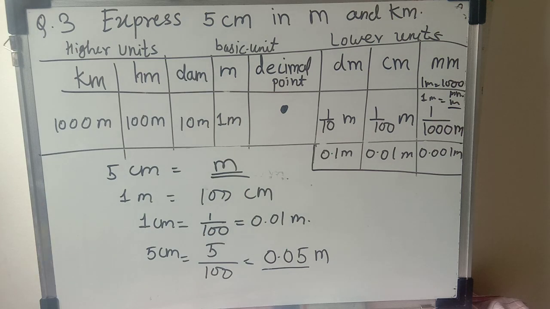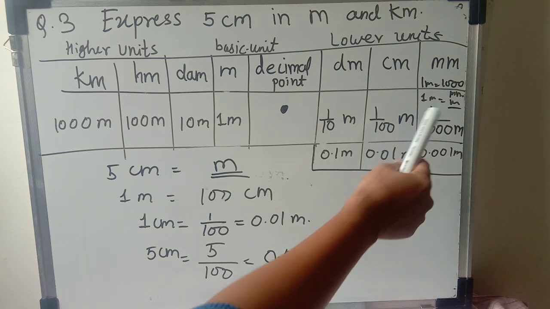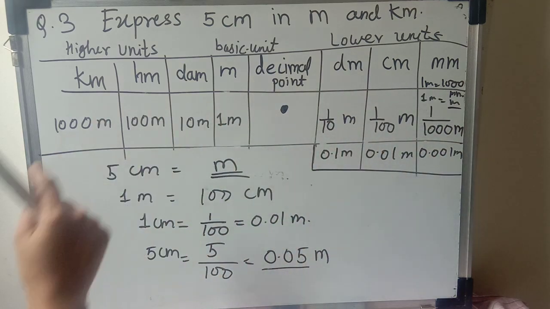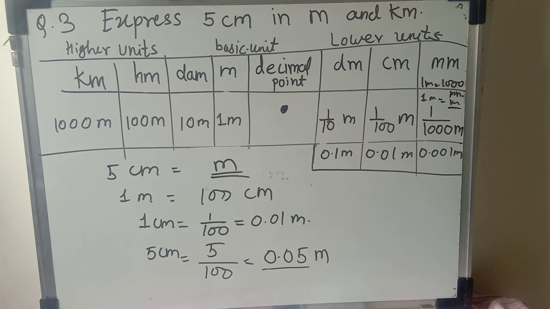Okay, so here we have expressed this 5 centimeter in meter. Now the same 5 centimeter we have to express in kilometer. Now before we go to the next one, I just want to tell you that the difference between each unit is 10-10. You can see, just check out, in the previous standard you have learned all these things.